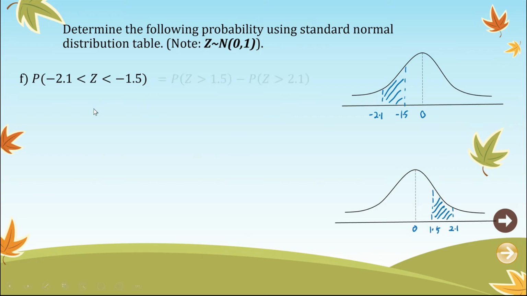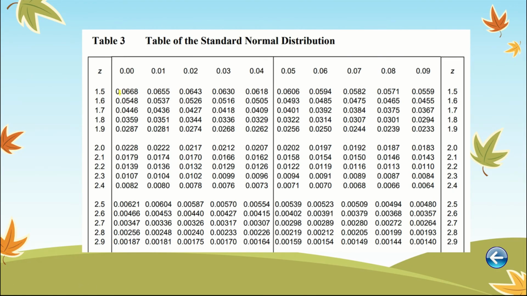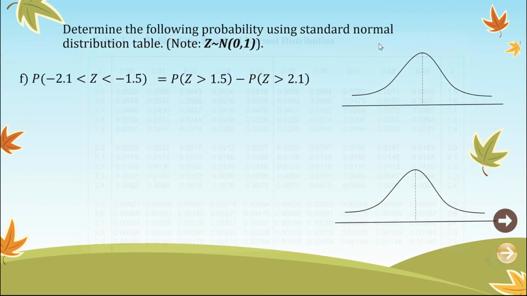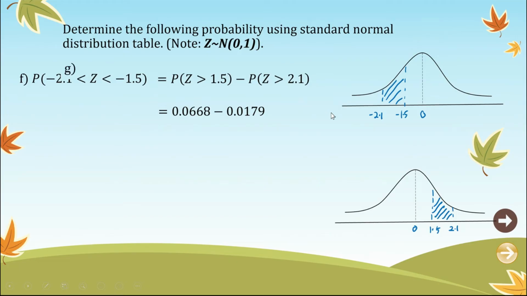So we can use P(Z greater than 1.5) minus P(Z greater than 2.1). Let's read the values from the table. 1.50. Then we read the table at 2.1, so the value is 0.0179. Let's calculate the value. It will be 0.0668 minus 0.0179. We will get 0.0489.